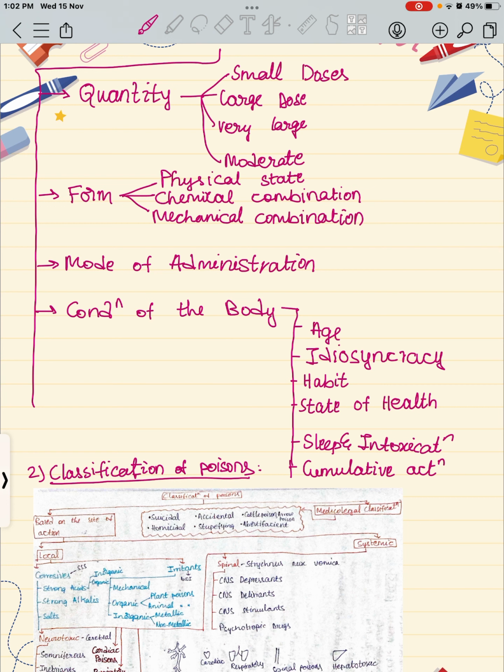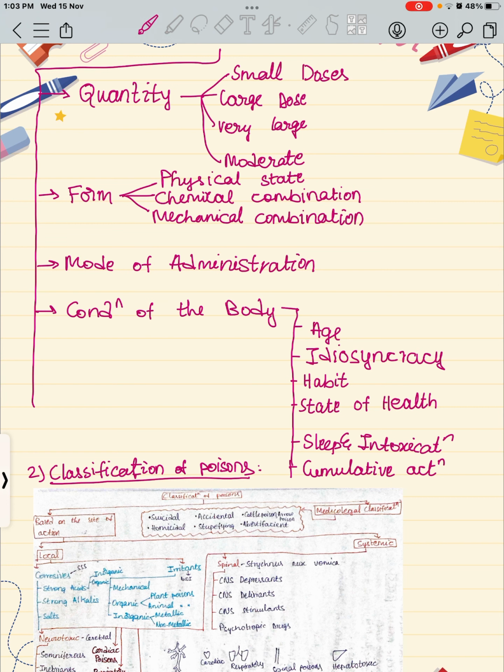Habit. The effect of certain poisons on persons decreases with habituation, such as opium, alcohol, tobacco, etc. That means if a person daily takes alcohol, opium, or tobacco, the effect of alcohol or opium on that person is very low. He will not have irritation at all.